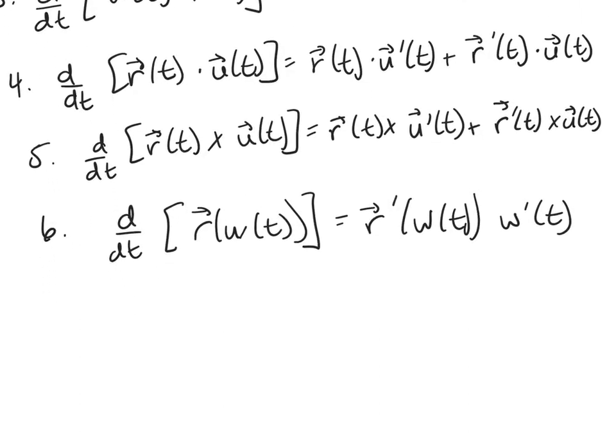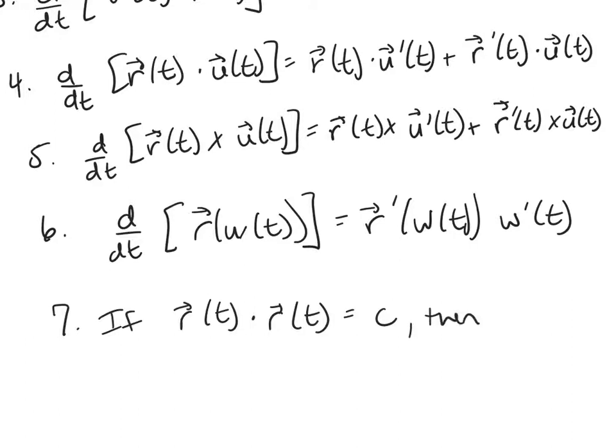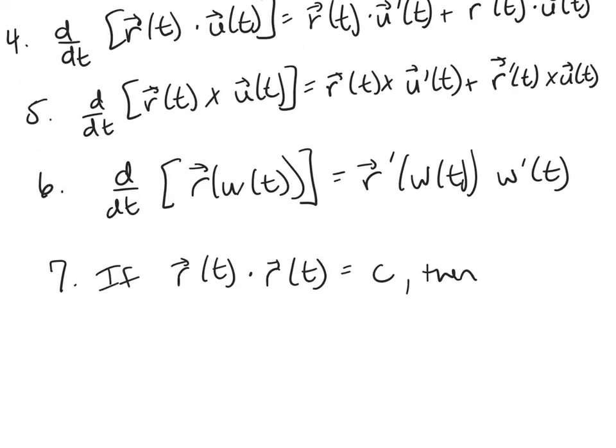And then property number 7, our final property, says if r dot r is c, where c is a scalar, then r dot r prime is 0.